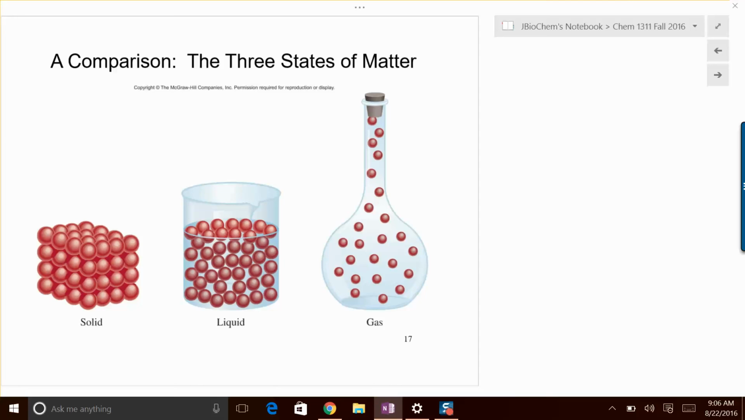Here's my gas phase. My molecules have completely separated, and they're just bouncing all over the place. So all the gases in this room, they're just bouncing everywhere right now. There's lots of matter that's just bouncing around us in this room. Okay? And so that's what's happening to my interactions.